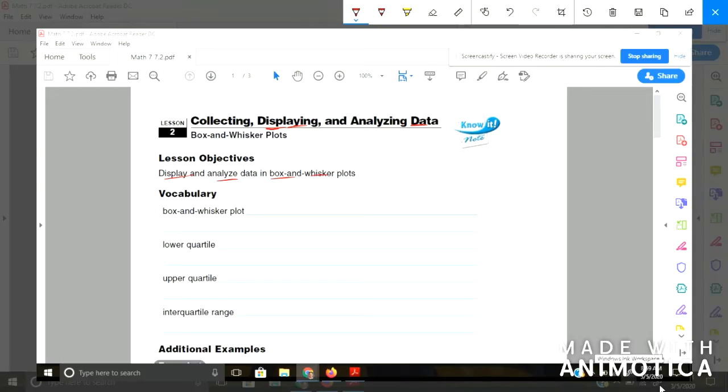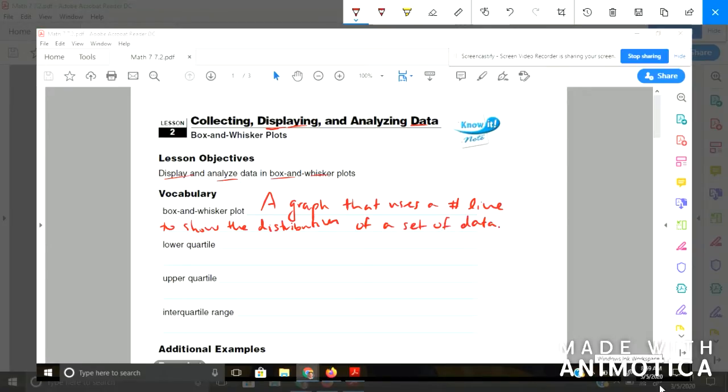We'll start off with some vocabulary, and then I'll show you how to analyze and make box and whisker plots, to better show us what our data is telling us. A box and whisker plot is a graph that uses a number line to show the distribution of a set of data. So it's using a number line to show us how our numbers are distributed, in other words.